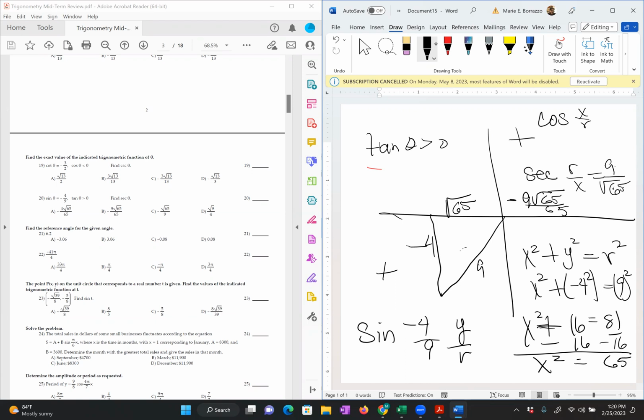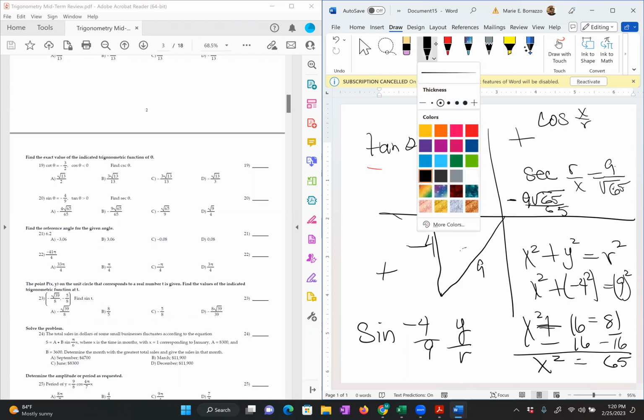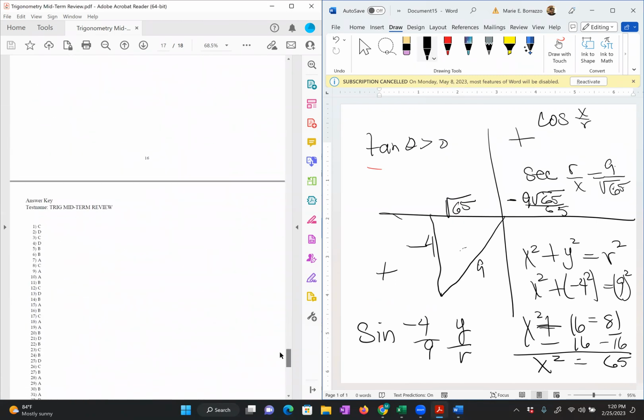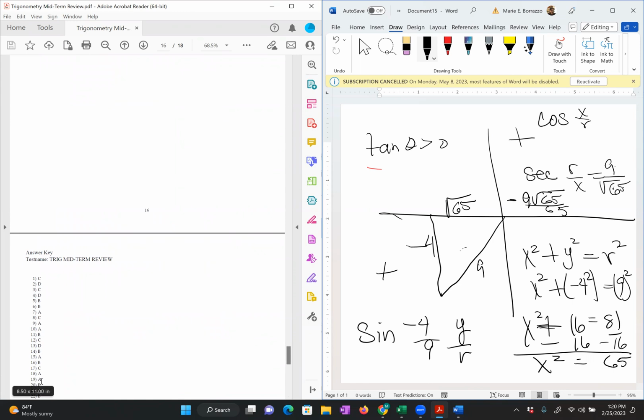And so therefore, answer choice, I want to go with B. Answer choice B is going to be for 20. Let's see. Yeah, so 20 is B.